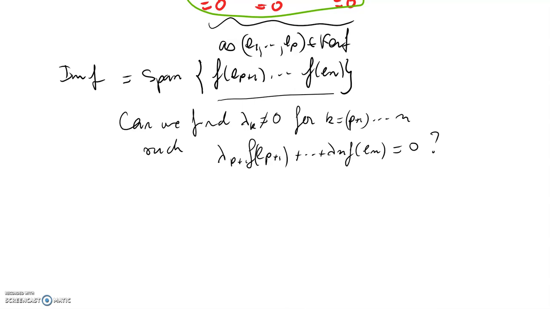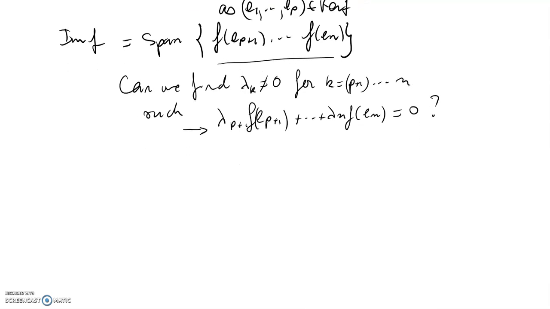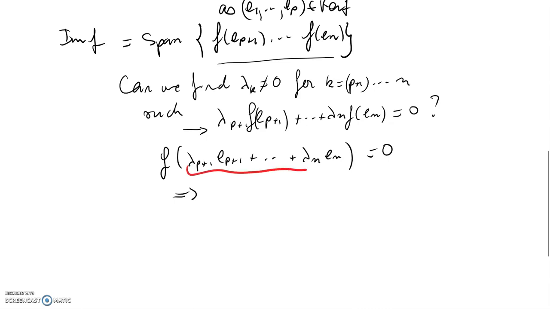So let's rewrite these last equalities. What does it mean? I'm going to use the linearity of f. It makes f of lambda p plus 1 e p plus 1 plus up to lambda n en equal to 0. What does it mean? It means that this element of E, lambda p plus 1 e p plus 1 plus up to lambda n en, belongs to the kernel of f. Okay, because f applied to this element is equal to 0.